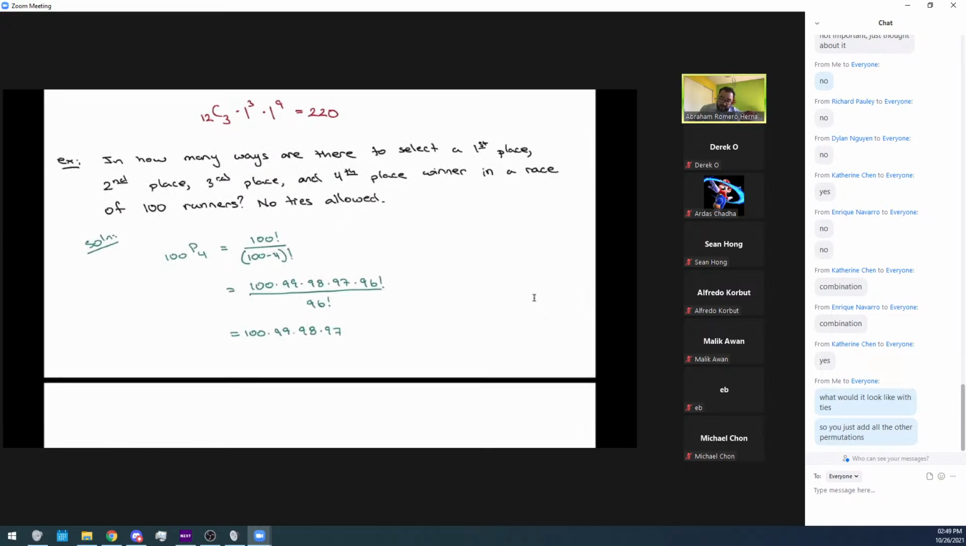But yeah, if ties were allowed, it's going to be brutal with 100 runners. If it was 4 runners, it'll probably be a lot simpler to do because it's much simpler to map it out. Does that make sense? It's an interesting question, actually.